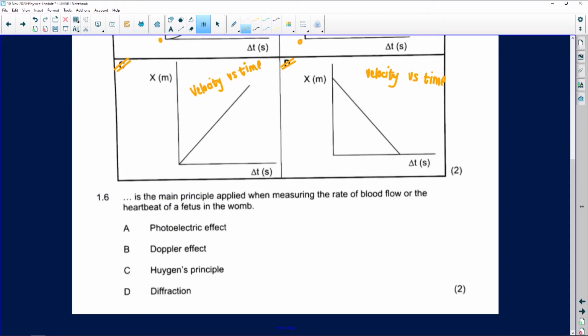So let's see what we have at 1.6. Something is the main principle. Now we know when we apply a principle, it's something that does not change. Something is the main principle applied when measuring the rate of blood flow or the heartbeat of a fetus in the womb.